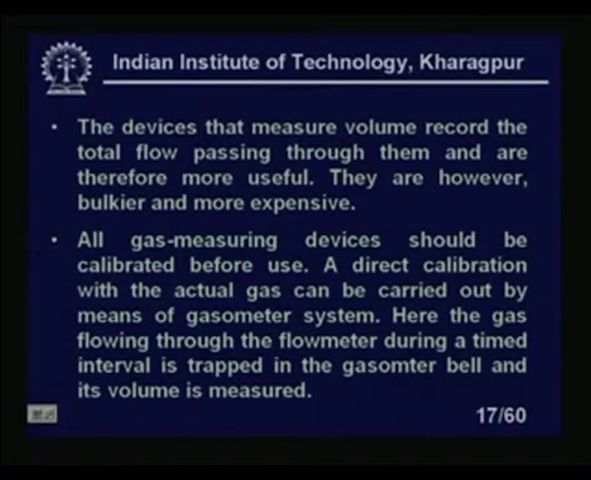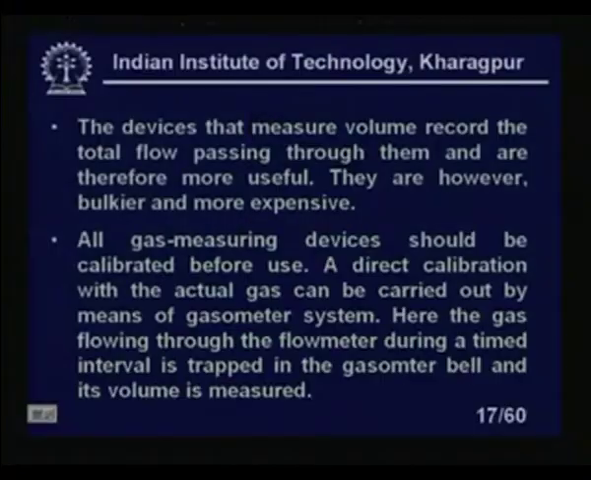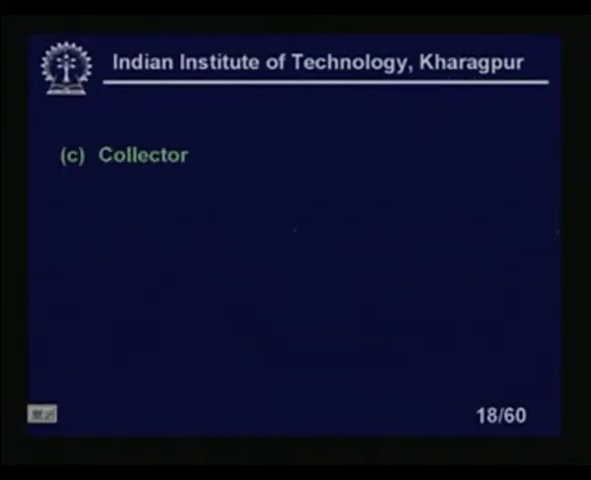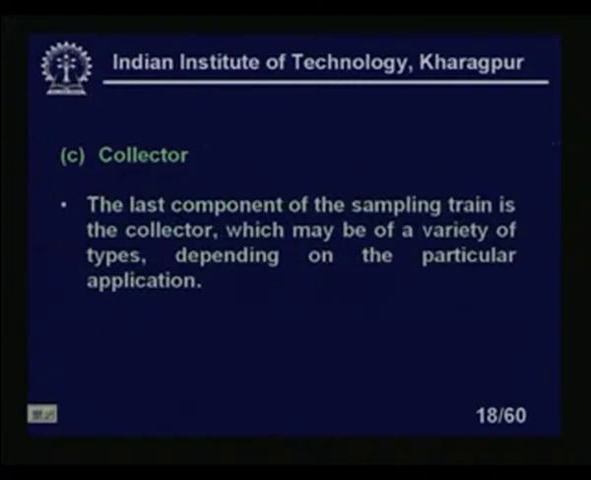A direct calibration with the actual gas can be carried out by means of a gasometer system. Here the gas flowing to the flow meter during a timed interval is trapped in the gasometer bell and its volume is measured. Okay, a gasometer bell is there and the volume is measured. Collector: the last component of the sampling train is a collector, which may be of a variety of types depending on the particular application.